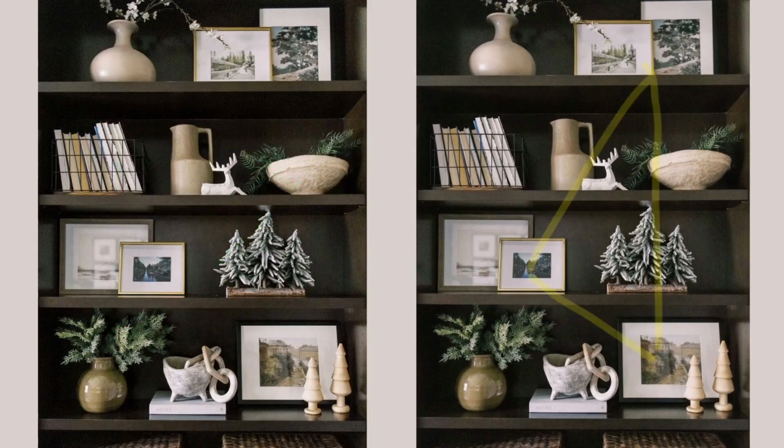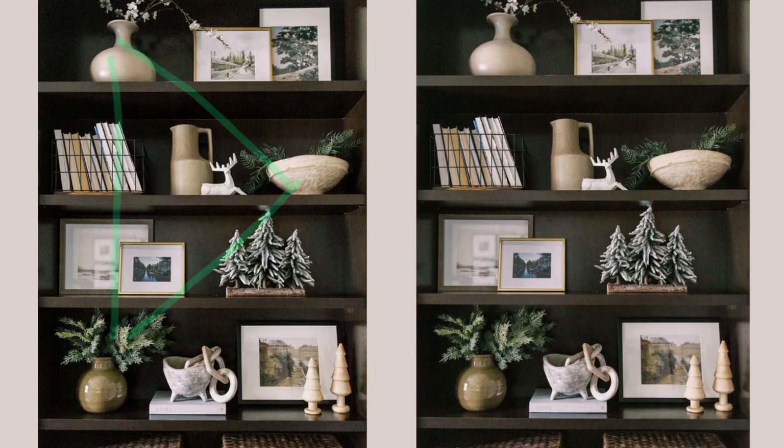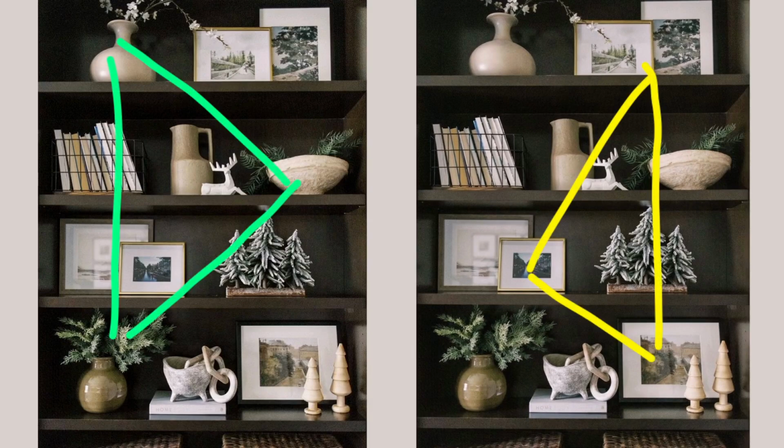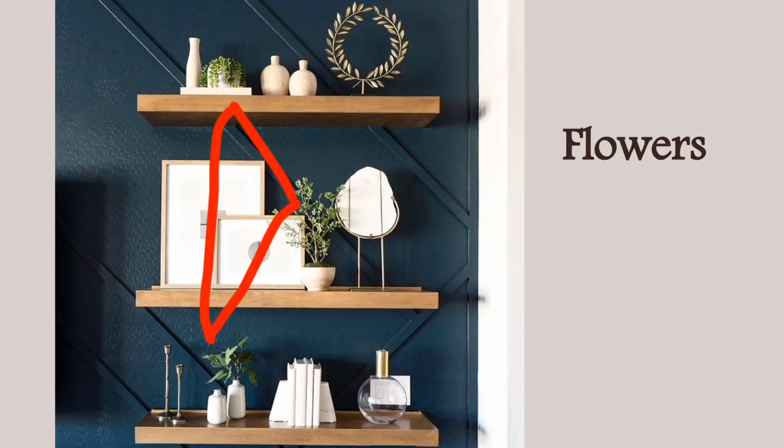Next rule is the triangle method. This rule consists of separating similar objects by their shape, color, or texture. This rule is very useful when decorating display cabinets, bookcases, or open shelving. This rule creates a balanced and cohesive decor.